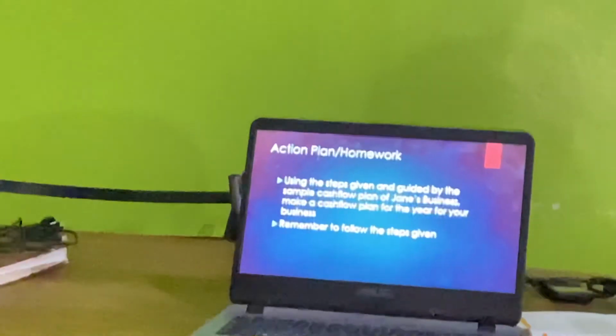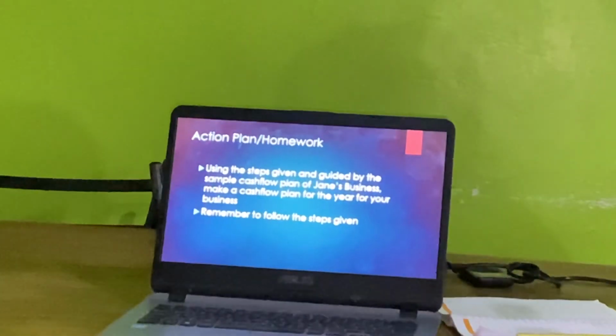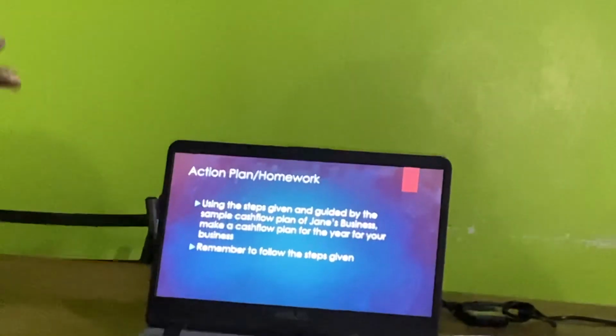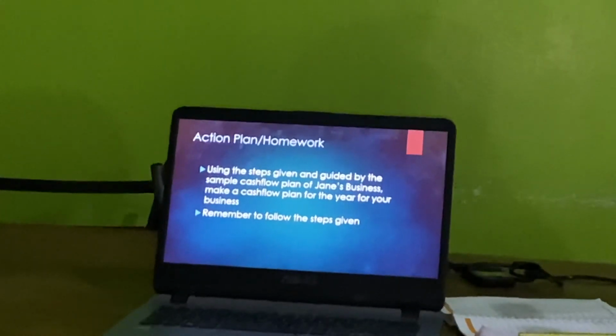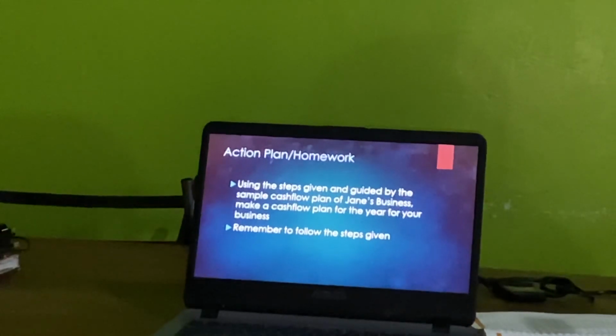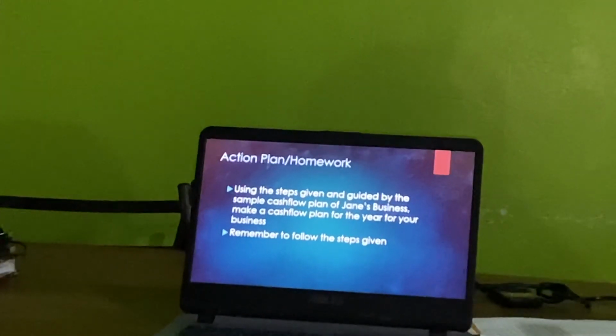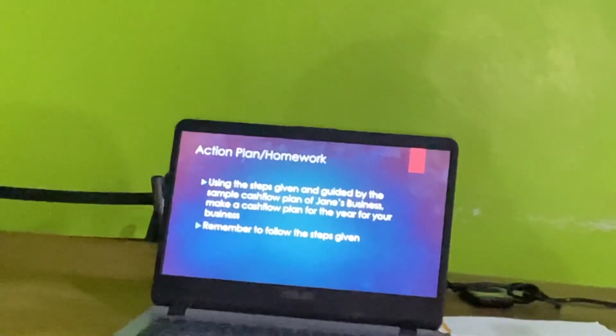Okay, so before we conclude, I would like to leave you with an activity, an action plan for your business. Using the steps given and guided by the sample cash flow plan of Jane's business, make a cash flow plan for the year for your business. You're going to get a folder with the worksheets for Jane's business and a blank one for yourself, so that you're able to put in the cash flow of your business, and then have a plan and be focused on what to do. And remember to follow the steps given.